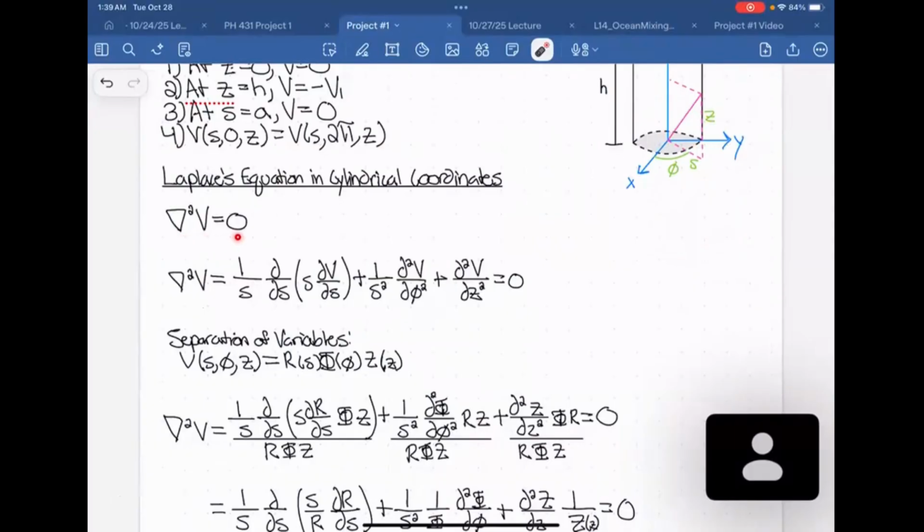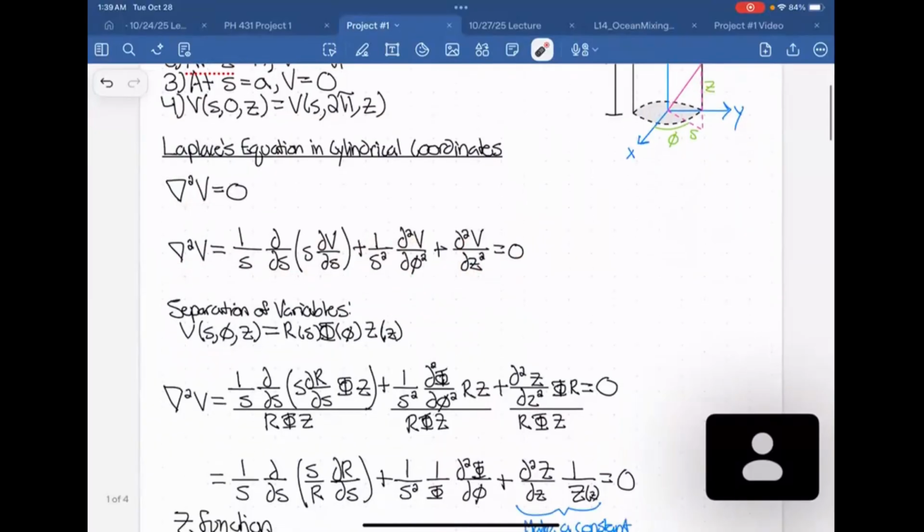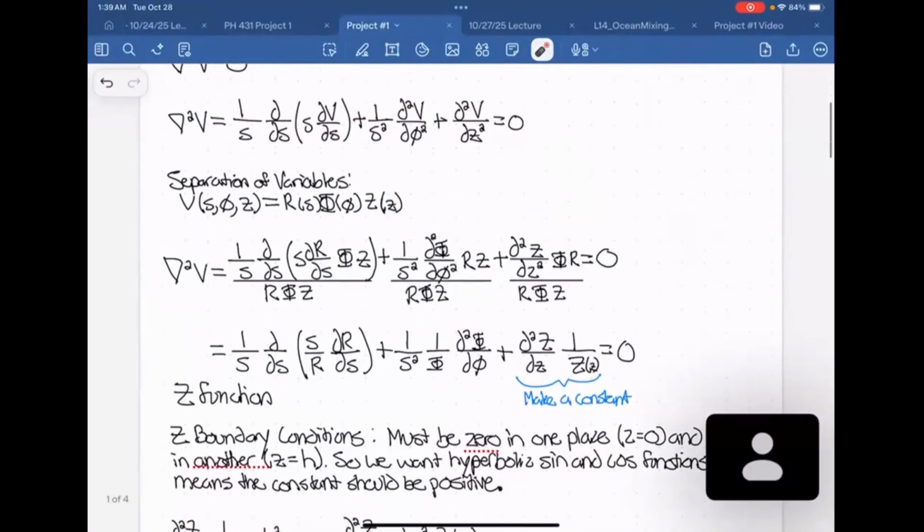Del squared v equals 0. And then we have del squared v equals 1 over s d ds times s dv ds plus 1 over s squared d squared v d phi squared plus d squared v dz squared equals 0. We're going to assume that we can solve this equation using the separation of variables technique, in which the potential is going to equal the product of 3 separate functions, each of which only depends on one of the variables.